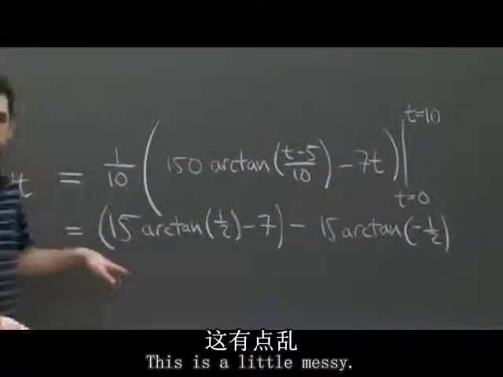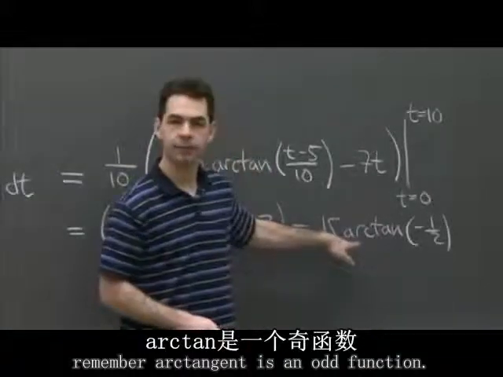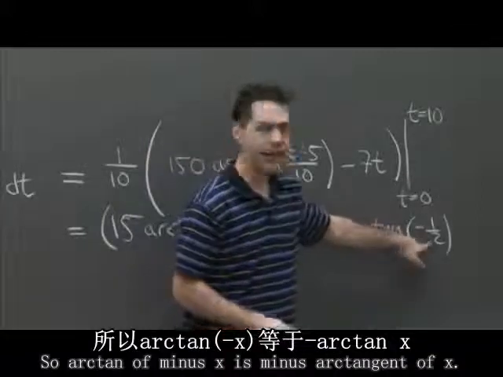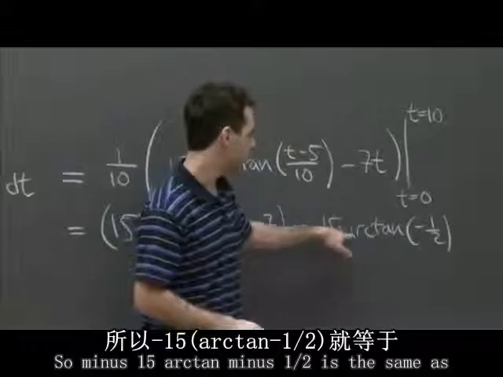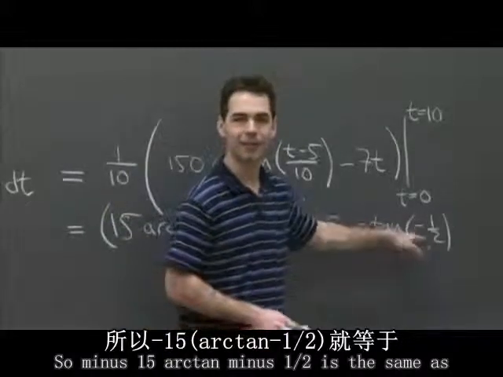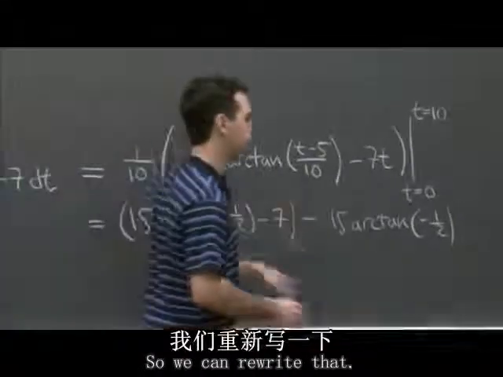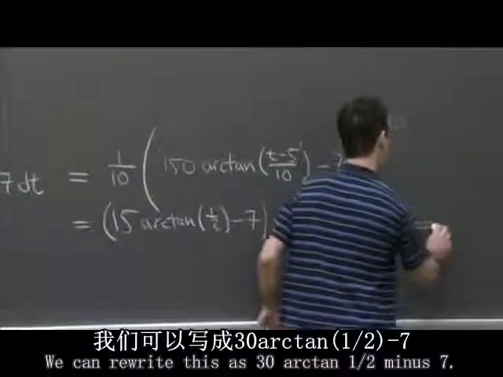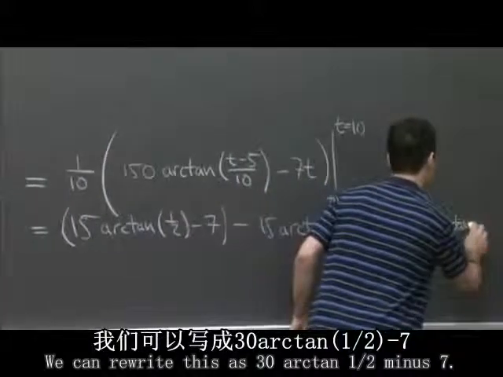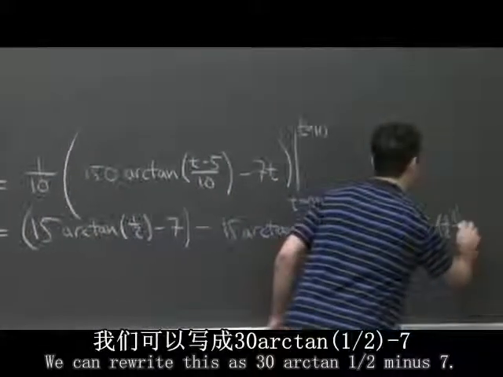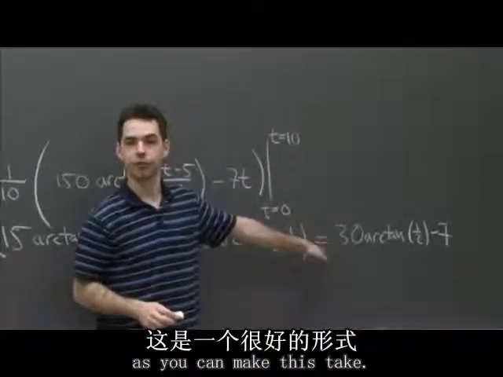OK, this is a little messy. We can simplify it a little bit, because remember, arctangent is an odd function. So arctan of minus x is minus arctangent of x. So minus 15 arctan of minus 1/2 is the same as just 15 arctan 1/2. And so we can combine those. We can rewrite this as 30 arctan 1/2 minus 7. So that's about as nice a form as you can make this take.